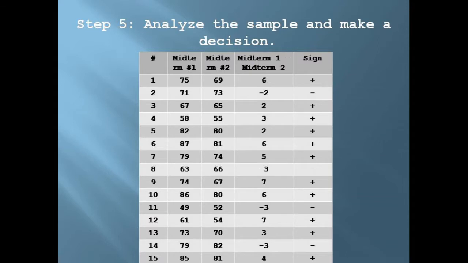We then look at the sample and make a decision. So here we can see that there are 15 observations as well as the results from midterm number 1 and midterm number 2 for 15 students. And we take midterm number 1 and subtract it from midterm number 2 to result in the sign. It shows here that there are 11 pluses and 4 negatives.